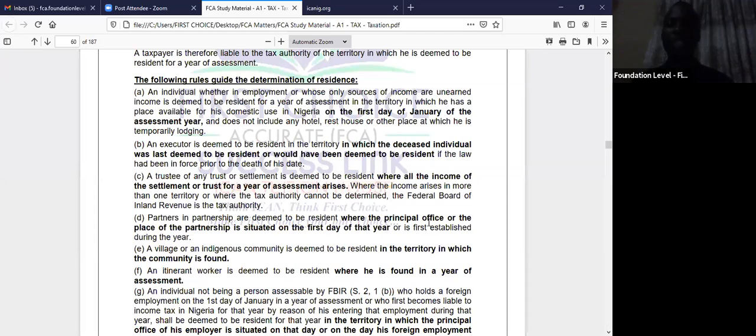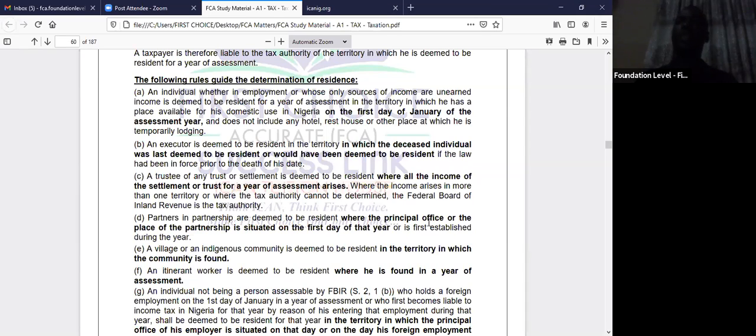okay, let's say you are deemed to be resident in Ogun State and you are receiving your salary in Ogun State. Then maybe in July, you were posted to Abuja, and you now relocated to Abuja. From July to December, normally you're supposed to be deemed to be resident in Abuja. But because on the first relevant day of the year, January, you were deemed to be resident in Ogun State, the whole of that year, your tax will go to Ogun State.